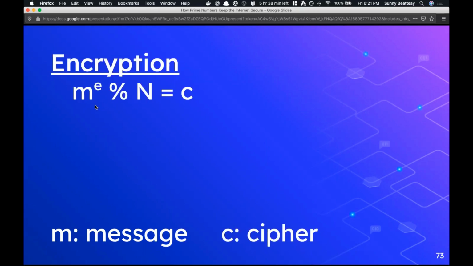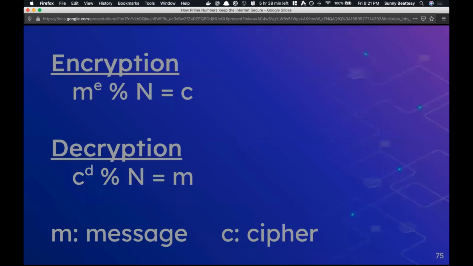In this case, m has to be a number. If you're dealing with string data, like if you want to encrypt a string, there are ways to turn strings into numbers, but I'm not going to cover that right now. I'm just going to assume that our message is a number. And you can see e and n, so we're using our public key right here. It's our message raised to the power of e, take the remainder of n, and we get our cipher.